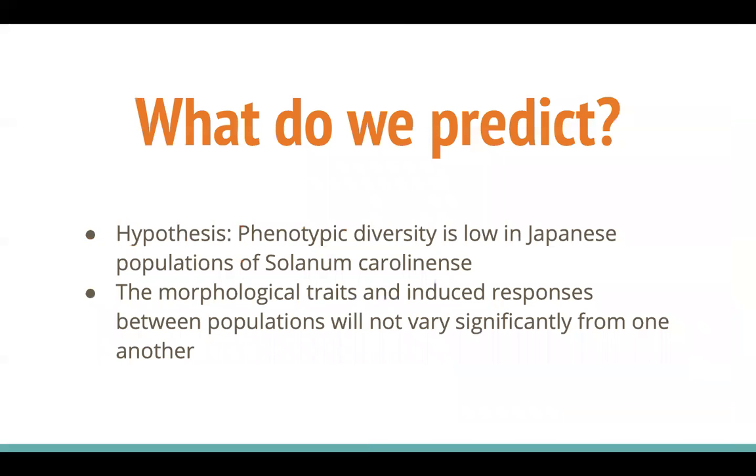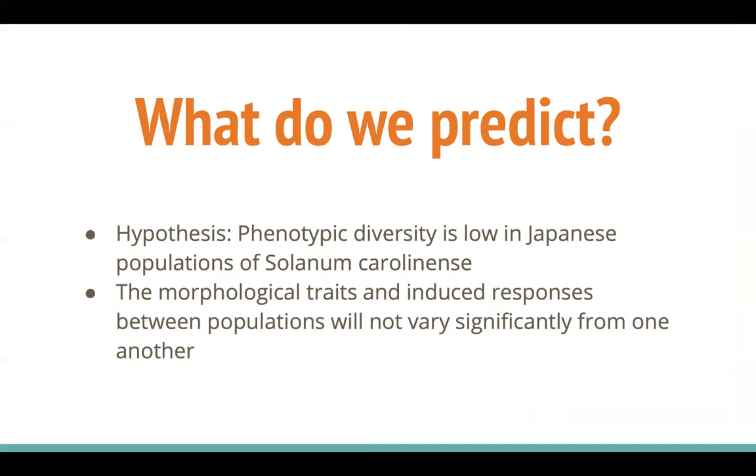So what do we predict? We hypothesize that the phenotypic diversity is low in Japanese populations of Solanum carolinense because clonal reproduction limits the genetic diversity among the plants. S. carolinense likely underwent a founder effect when introduced to Japan.